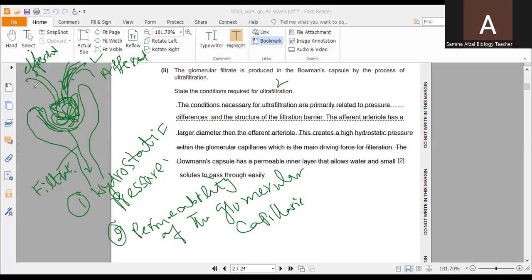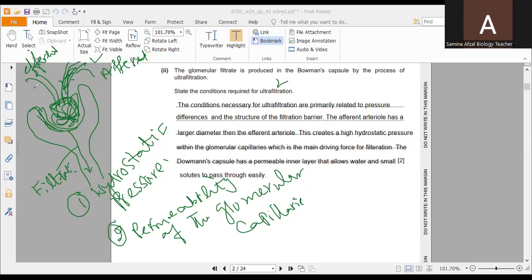If it is permeable, all important molecules will be filtered down into the filtrate. So this is the second condition which should be fulfilled, that is, it should be permeable. Permeability will allow the molecules to move, so the substances will pass into the filtrate in this space.